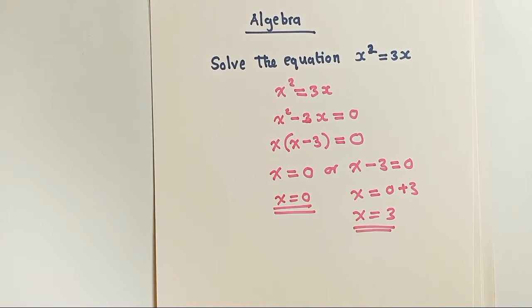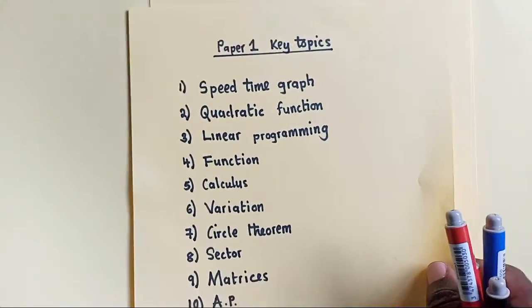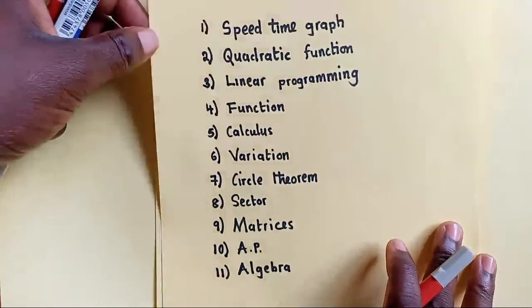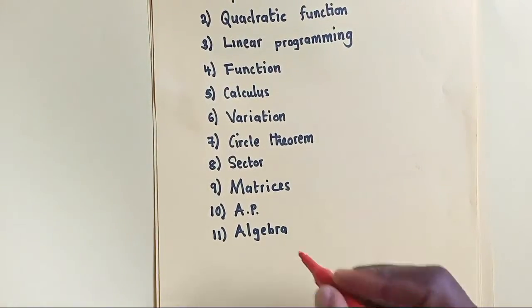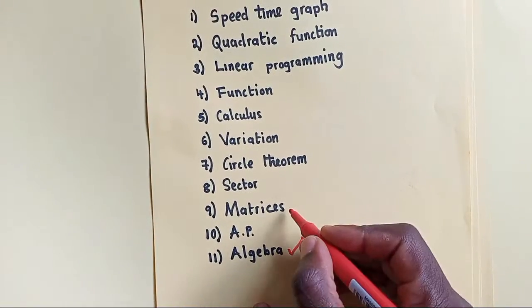All right. So remember the list that I gave you, this list of key topics. We have done algebra. So where is algebra? It's right here. So this is algebra. We've done algebra, okay? So we now go to matrices.